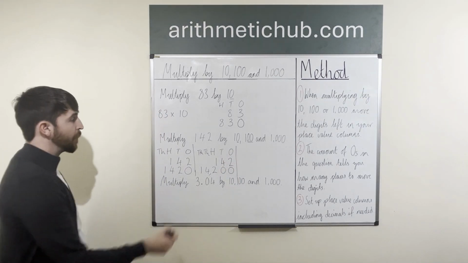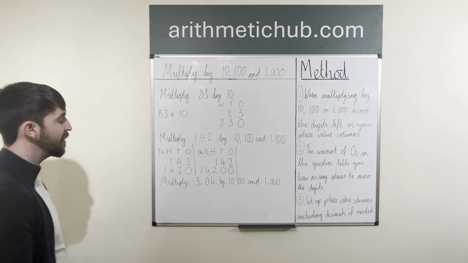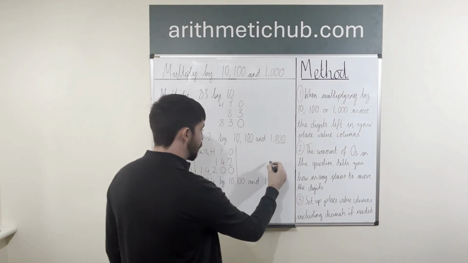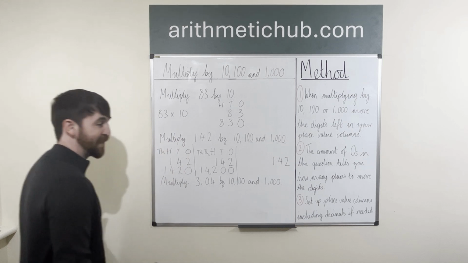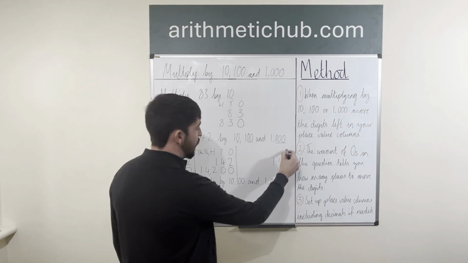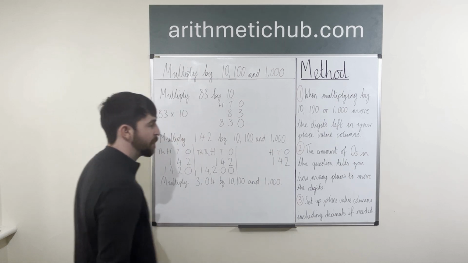The final one. So we're now multiplying it by 1,000. There's 3 zeros in the question, as we can see. So again, what I'm going to do is I'm going to write in my 142. Make sure I've got enough space to be able to do that. And then I'm going to multiply it by 1,000. So again, I'm putting my place value columns in.